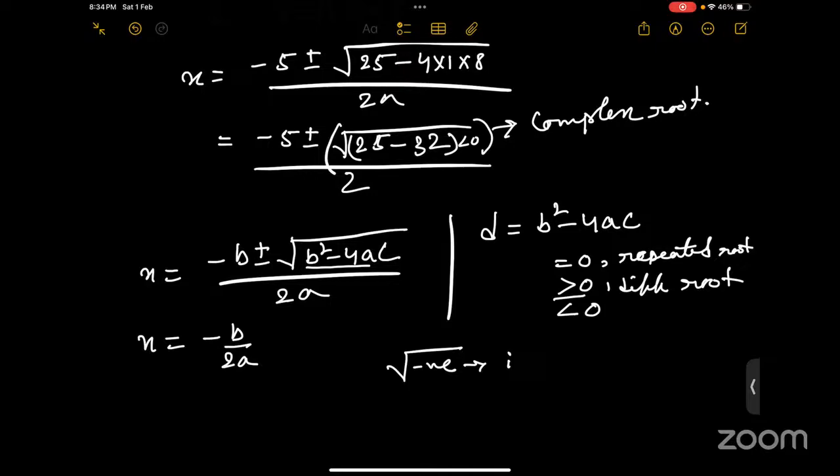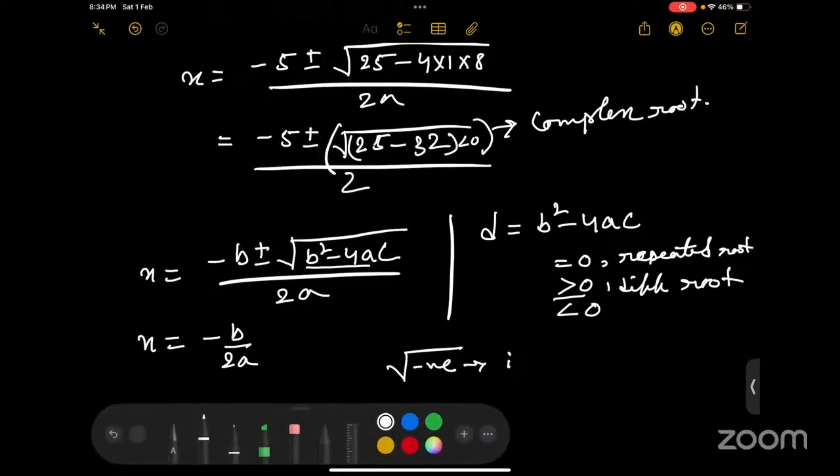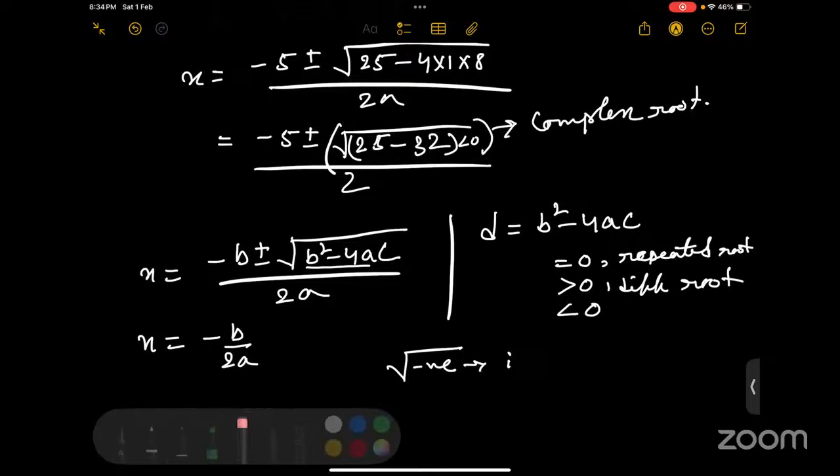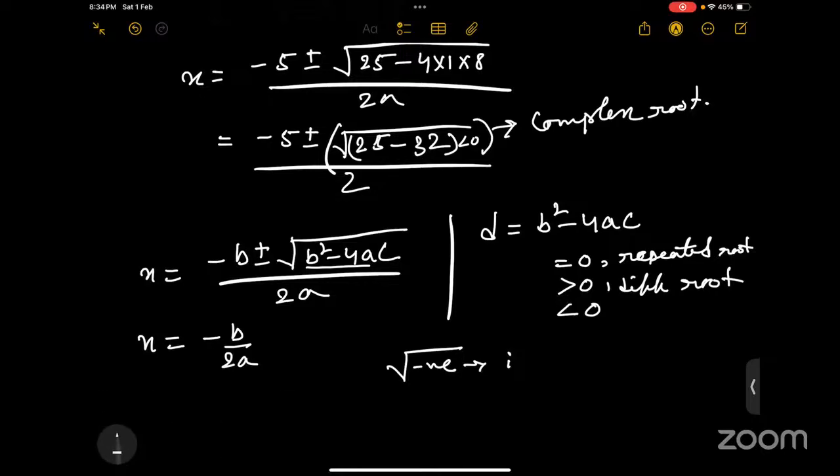No. Different root will come. No. This is strictly greater than 0. This I just underlined it. Okay. Like we have three different possibilities.